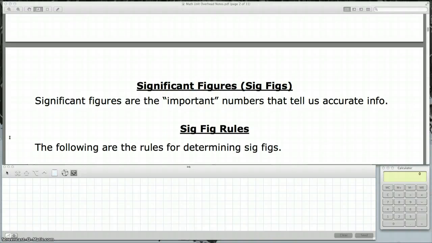This lesson will cover significant figures, or as I'll call them, sig figs. Now, significant figures are the important numbers that tell us accurate information. Now, we've all probably seen this in math or science class.